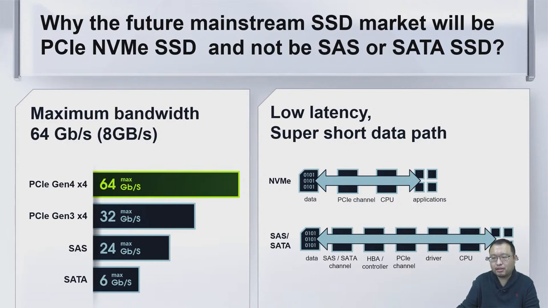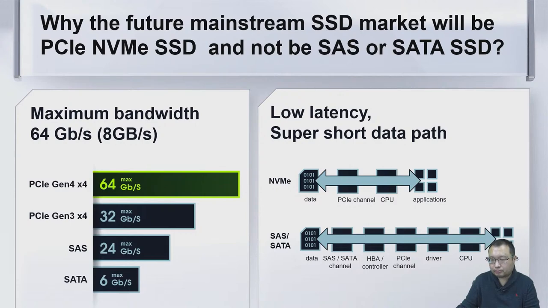Okay, so providing up to 64 gigabit per second, so very fast. And why NVMe is much better than the other two types is the latency. It is super low because the data travel path is very short. If you look at the comparison, the NVMe path has much fewer door guards, like security checks in between. So basically, it's almost directly from the CPU to the NVMe interface.